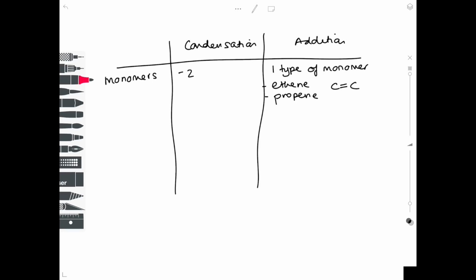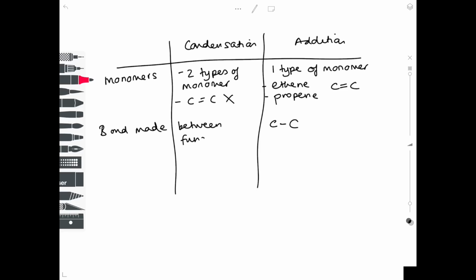With condensation polymerisation, you'll have two types of monomer, and they won't have a C double bond C. So what sort of bond is made? Well, with addition, you're going to just make a single carbon bond, whereas with condensation, you find that the bond forms between functional groups at each end of the molecule.